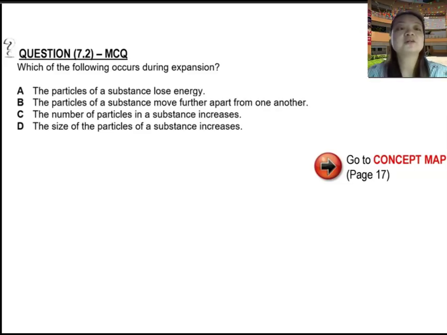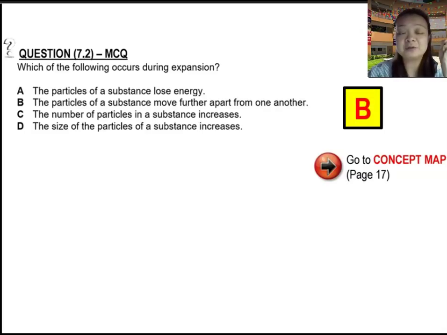Okay, so welcome back. Now the question asks you, which of the following occurs during expansion? A, the particles of a substance lose energy. This happens in contraction, right? B, the particles of the substance move further apart from each other. Sounds logical, because now the particles have more heat energy to vibrate faster and therefore move further away from each other. C, the number of particles of a substance increases. No, the number of particles can only increase if you add more matter, but you are just heating matter. Or D, the size of the particles of the substance increases. Does the particle size increase? No, right? It is the distance. So therefore, the answer should be B. Now this is a very common exam question, so you might want to put a star next to this question here.